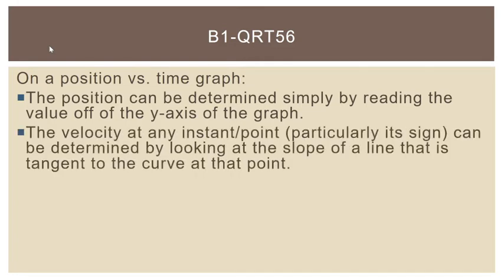The velocity at any instant or point, particularly its sign, can be determined by looking at the slope of a line that is tangent to the curve at that point. And the reason I'm saying that is because you don't actually have to calculate the slope of a tangent line, because really you need like a computer to draw it for you to get it to be exactly right. So you just need to figure out its sign.